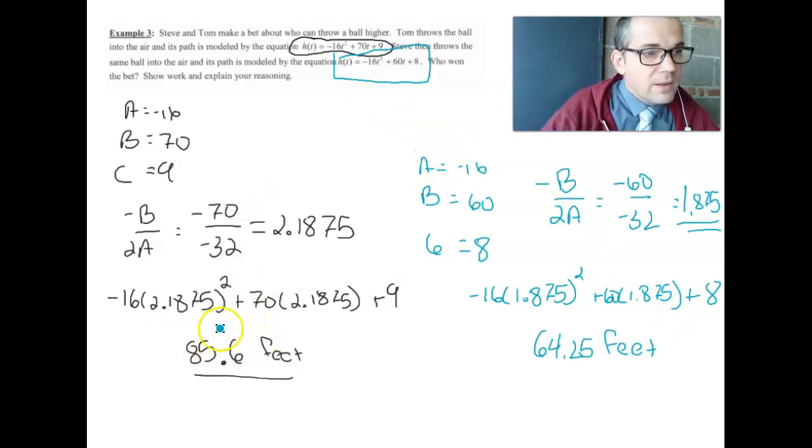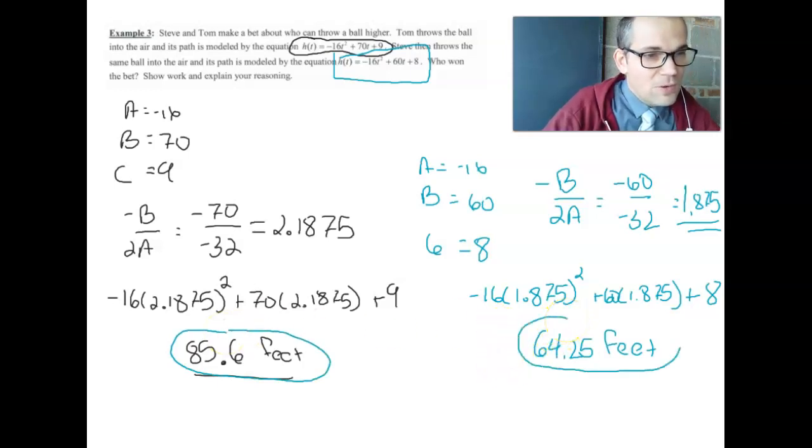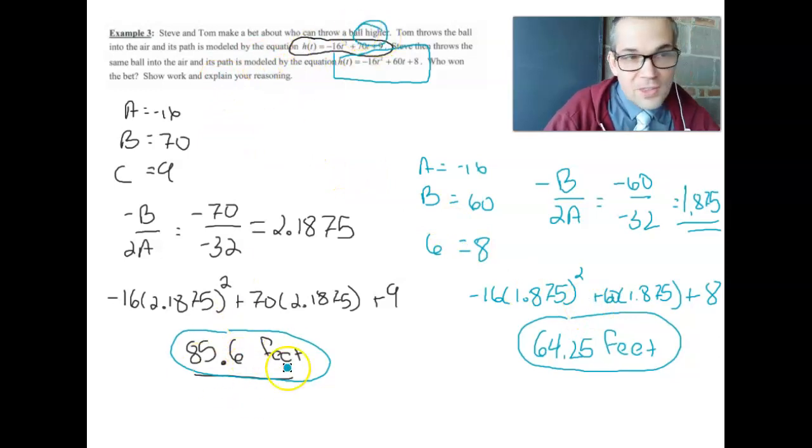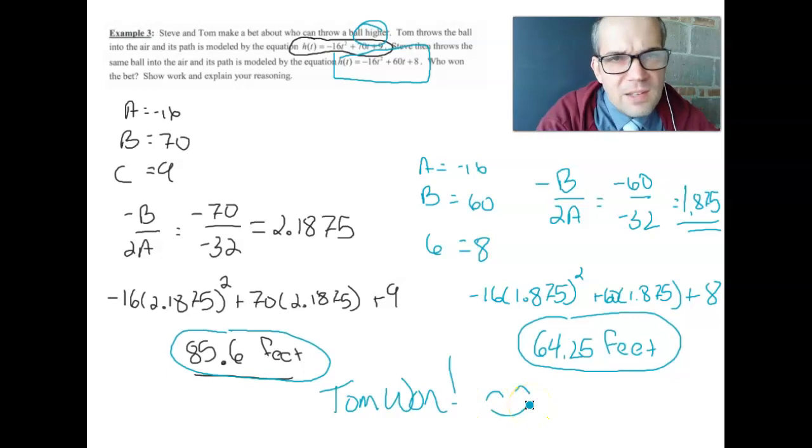Well, Tom threw it 85.6 feet. Steve threw it 64.25 feet. They wanted to see who could throw the ball higher. This kid threw it higher, so Tom won. Hooray! Hooray for Tom and his amazing arm.